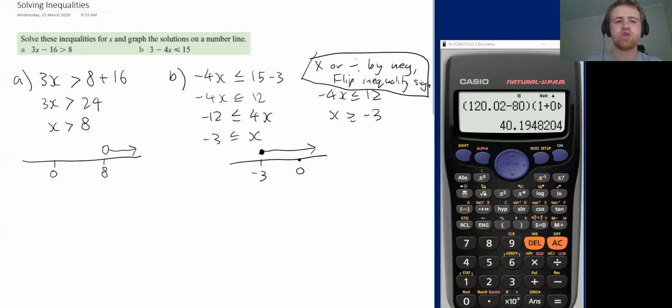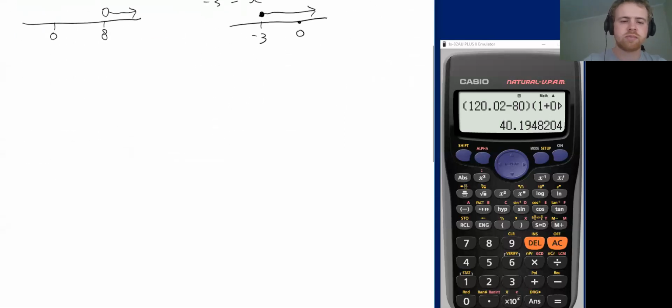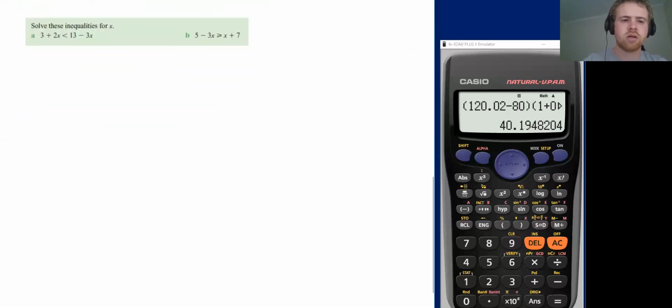Okay, we're going to do 2 more quick examples down here. So solve these inequalities for x. This time we've got x on both sides, but we can treat this similar to an equation. If you are adding or subtracting numbers, you don't need to flip the inequality sign. It's only if you're multiplying or dividing by a negative number.